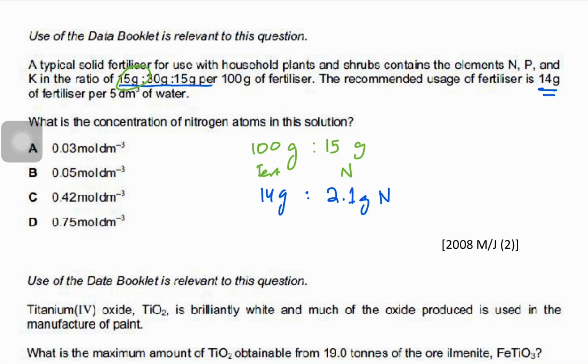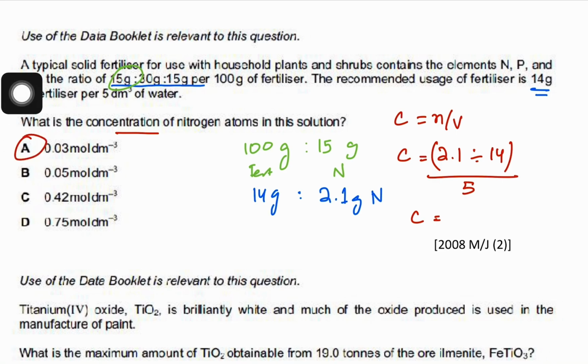The question wants the concentration, right? Concentration is equal to moles divided by volume. Concentration is equal to 2.1 divided by 14 because that is the moles, mass over Mr, and then volume is 5 dm³. So that is over here. It's going to be divided by 14 divided by 5, 0.03. So 0.03 is the right answer.